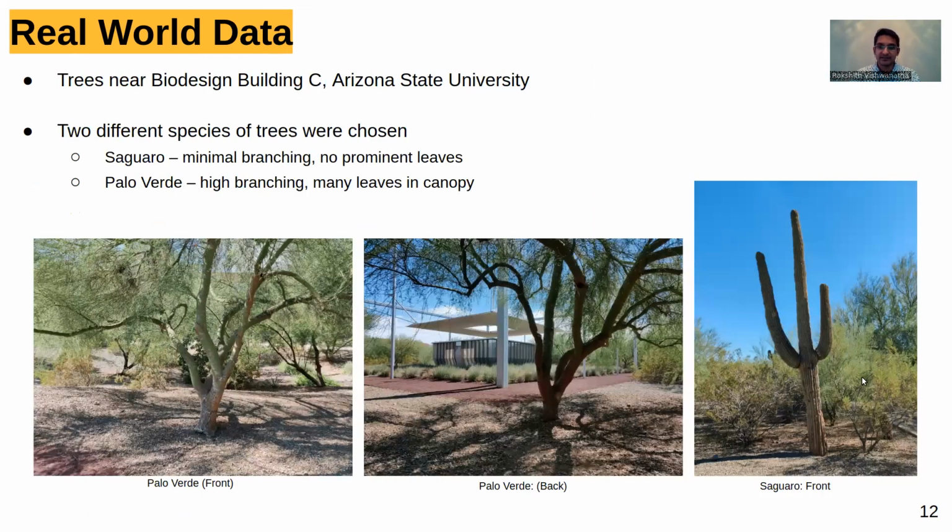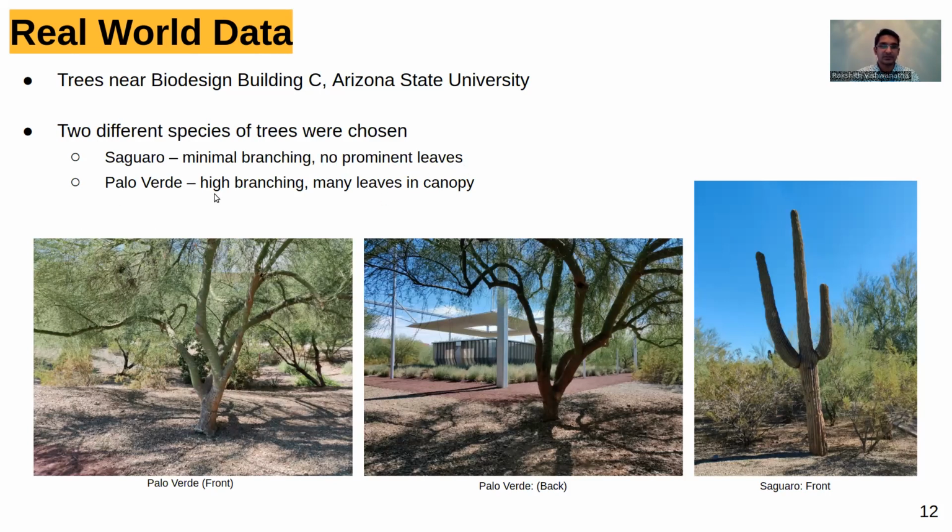The two sample specimens of trees that were used were the saguaro and the palo verde. The saguaro was chosen again because of its minimal branching structure and because it doesn't have any prominent broad leaves. All the leaves are modified into thorny spines, so they're not very prominent on the LiDAR scan and they don't obstruct the branching structure as much.